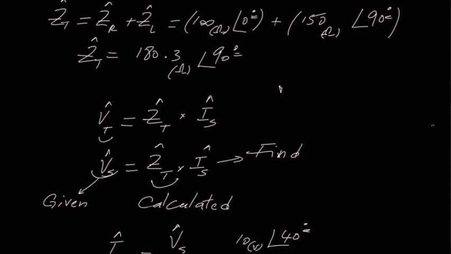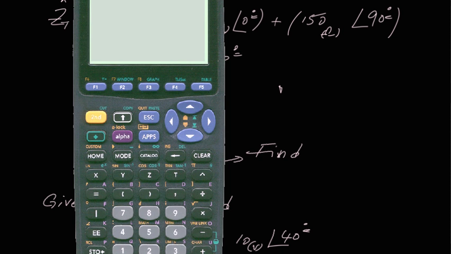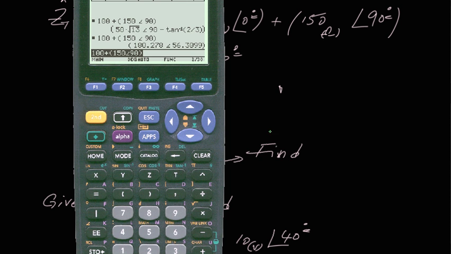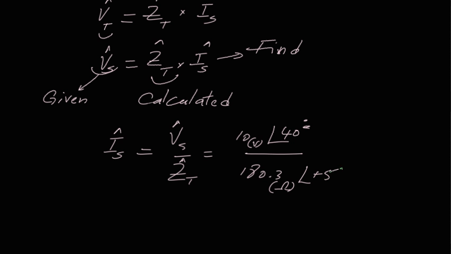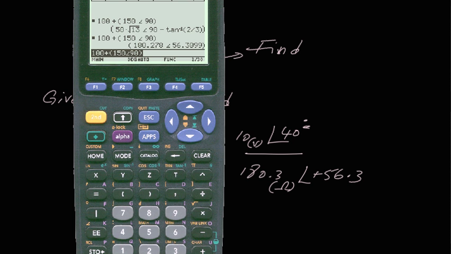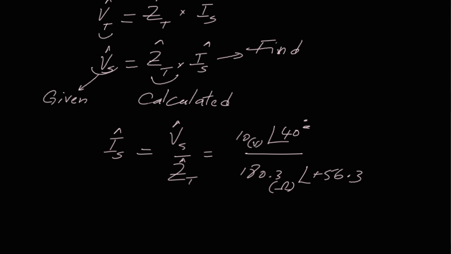The angle was not plus 90. What am I saying? The angle, sorry guys, I got interrupted. 56.3. Right, so this angle here, I made a mistake. I got interrupted by a phone call, and when I came back, I recorded the wrong value. The angle is 56.3 degrees. Let me double check on my calculator. Yes, it's 56.3. 180.3, this 3 is rounded.